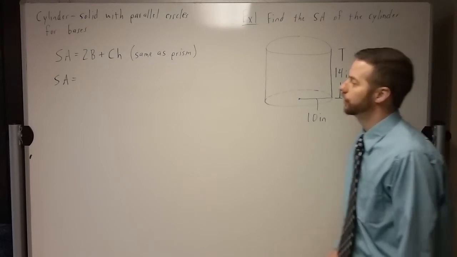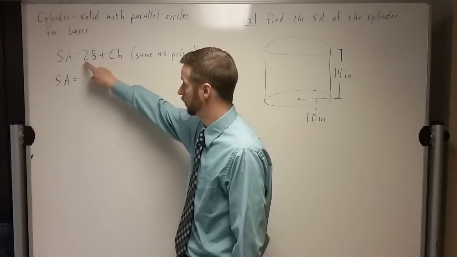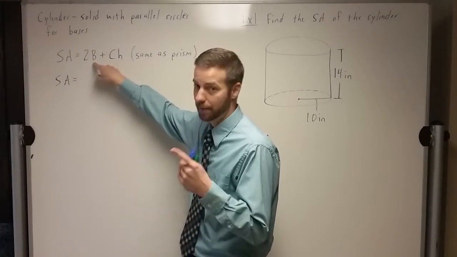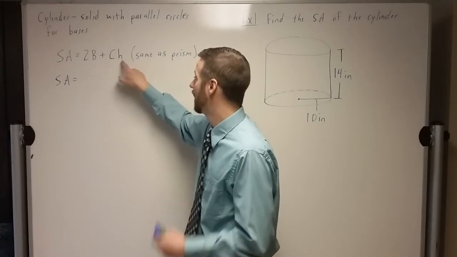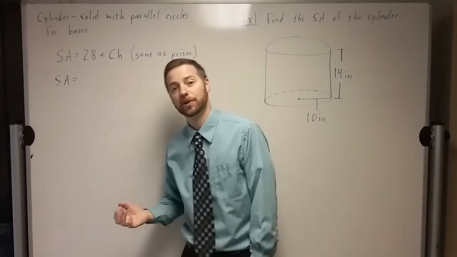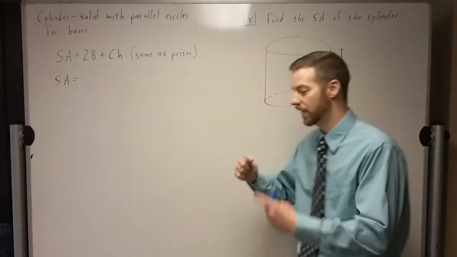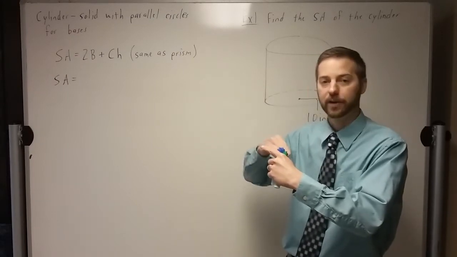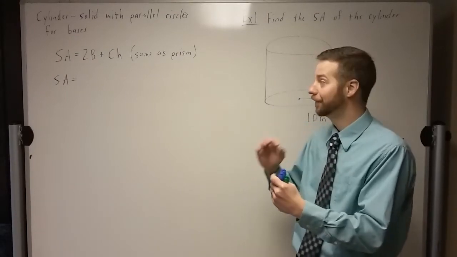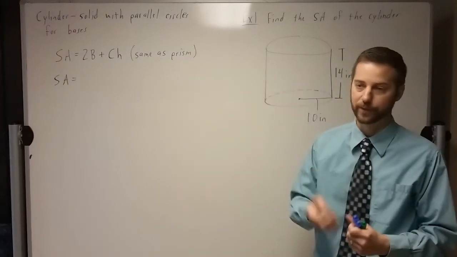So the surface area formula for a cylinder could be written this way. 2 times capital B, remember capital B is area of the base, plus CH. This is actually the exact same formula as a prism. I changed the P to a C. The reason is, if we find the distance around the outside of a polygon, we call it perimeter. If we find the distance around the outside of a circle, we call that circumference instead.